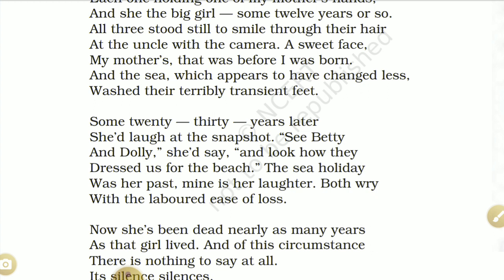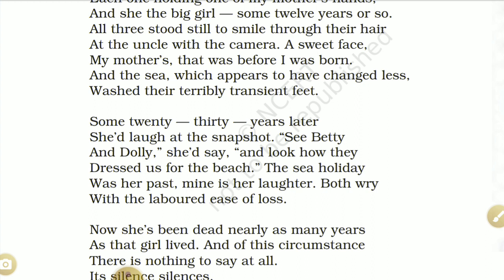And she was telling the poet to see the photograph. Apart from her, there were two girls in the photograph. Who were they? Betty and Dolly. And she was particularly pointing to the dress of Betty and Dolly, how they dressed up for visiting the beach. Understand? So she was telling the poet to observe the photograph properly. And particularly she was pointing to the dress of the two other girls, her cousins.